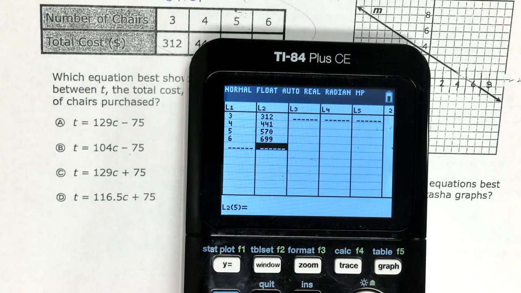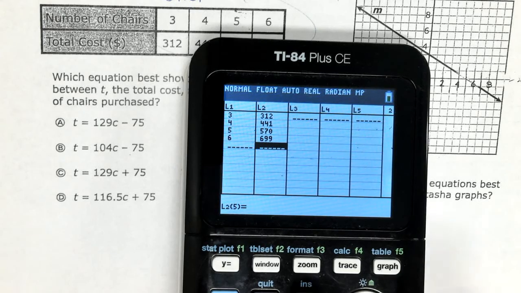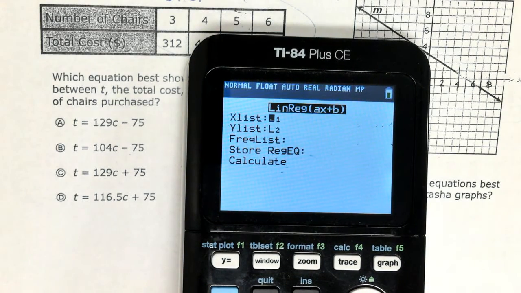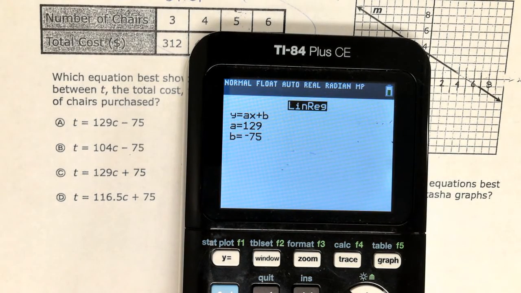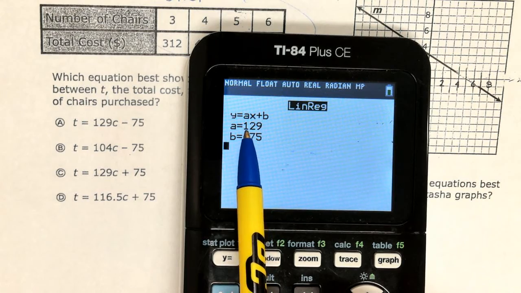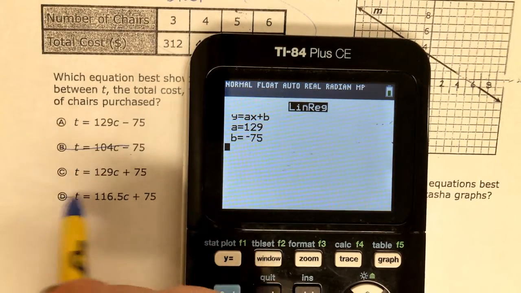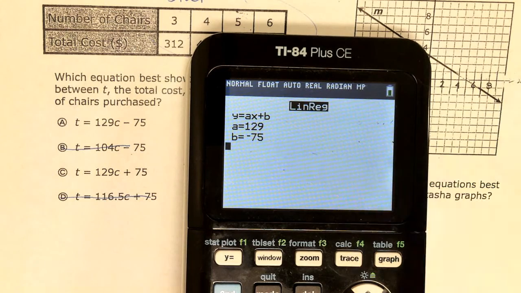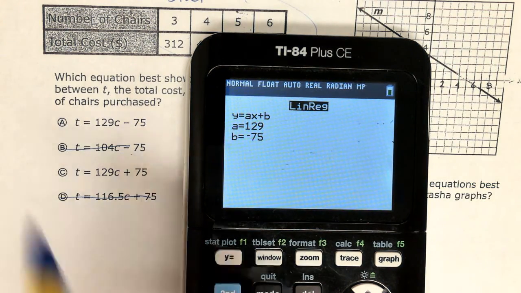Now what do I hit? Stat. Go over to calc, option 4, and enter 5 times. What is it telling you the slope is? So can I mark off B and D? And what is the y-intercept? So what would the correct answer be?